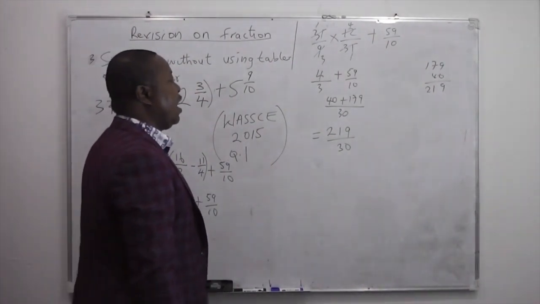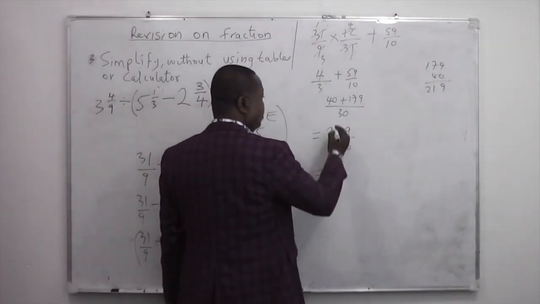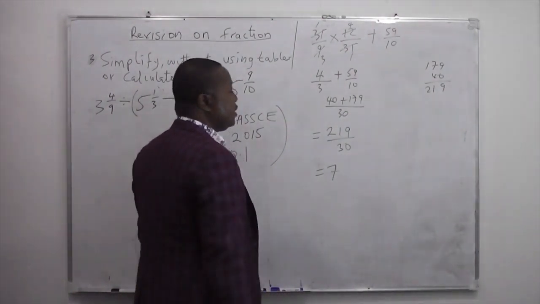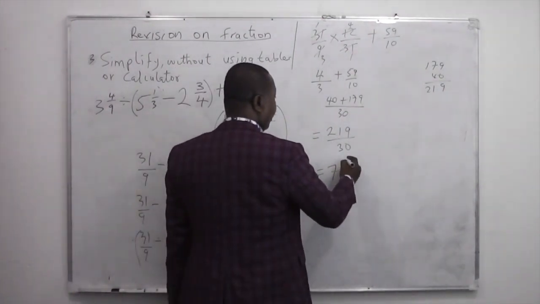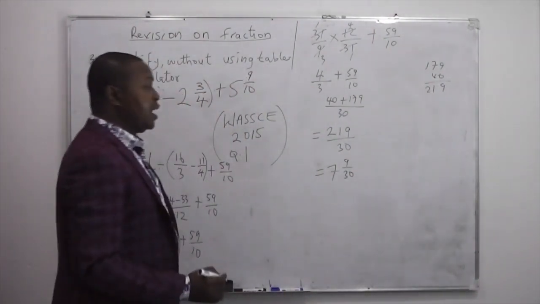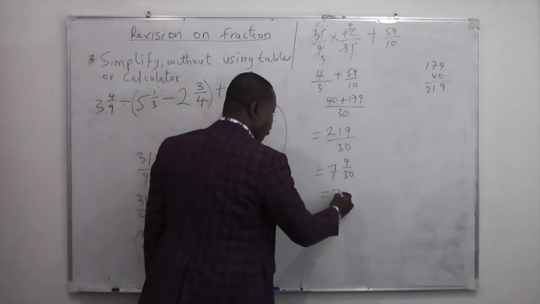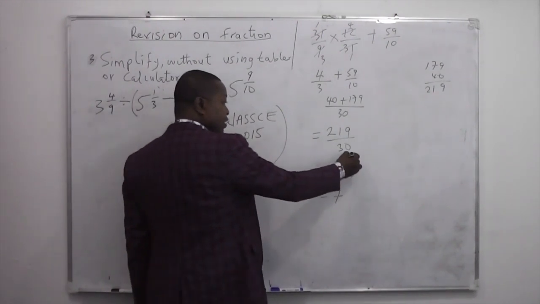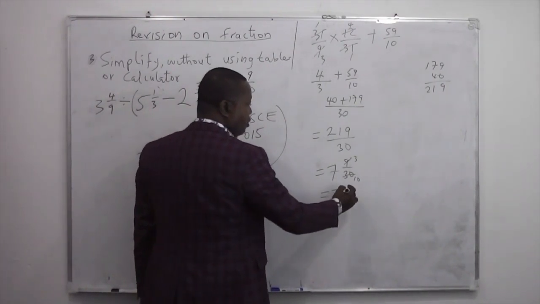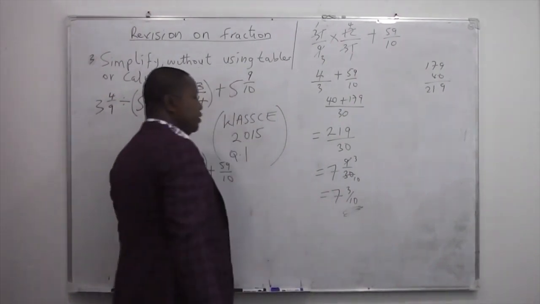Now you divide it again. How many 30s are in 219? It's easy. 30 into 210 is giving us 7, and the remainder is 9. So 7 whole number 9 over 30. You can break it further. Maybe there are times they want to know the final answer. The final answer can be 7 whole number, because it can be reduced further. 3 can divide both: 3 here, 3; 3 here, 10. So my final answer becomes 7 whole number 3 over 10. That is the final answer.